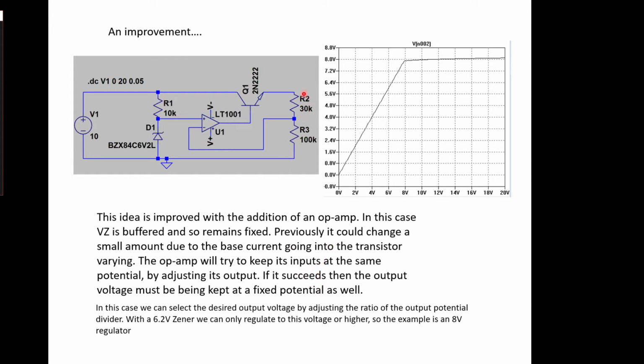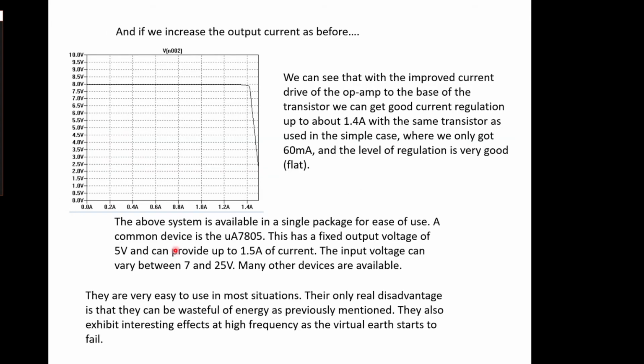Okay, and again we can just adjust this ratio here to give us a different voltage that we're going to compare against this point here, and this point here is going to be 6.2 volts in an ideal world. So whatever we need to divide this down to give us 6.2 volts here will give us our final output voltage. And again, if we increase the output current as before, we're going to see that we actually got a lot better regulation now. The voltage stays very close to the design voltage and then drops away very quickly.